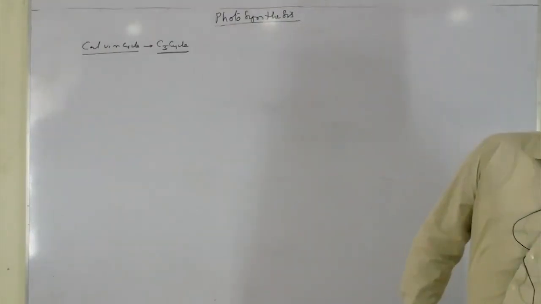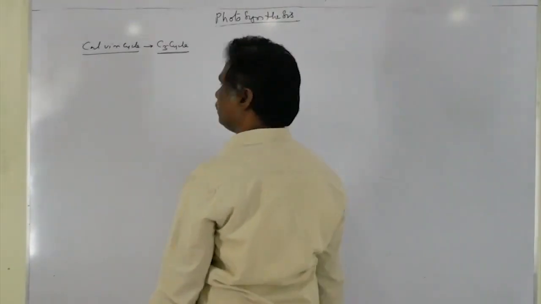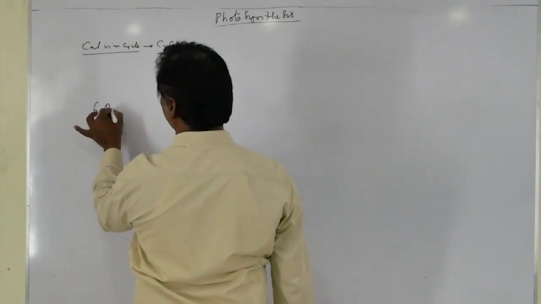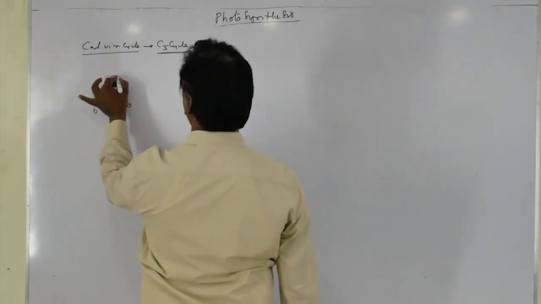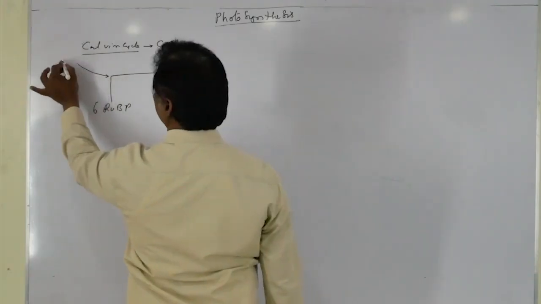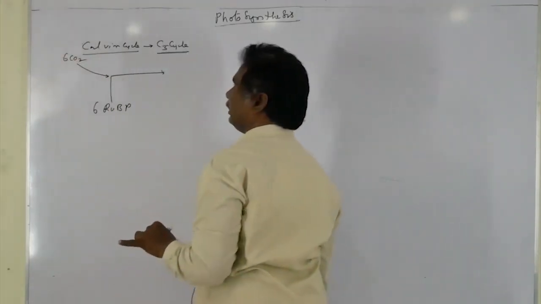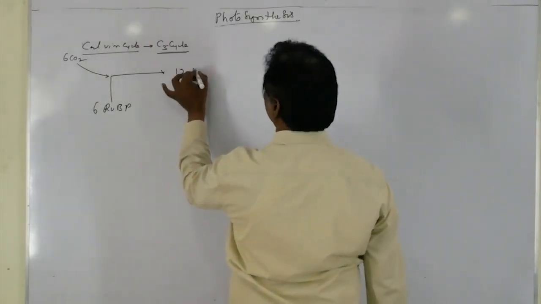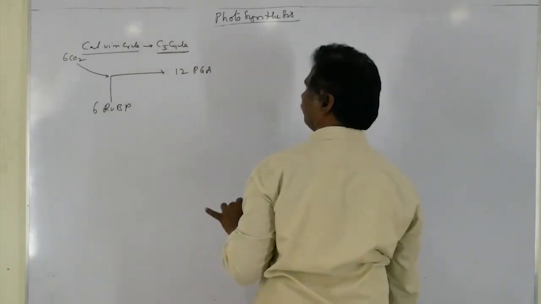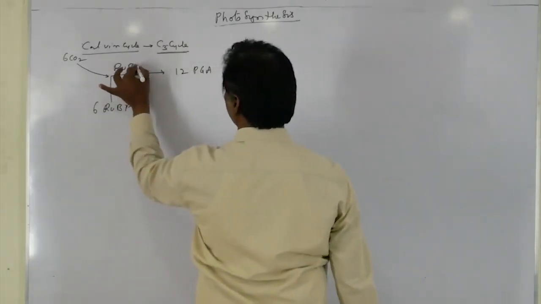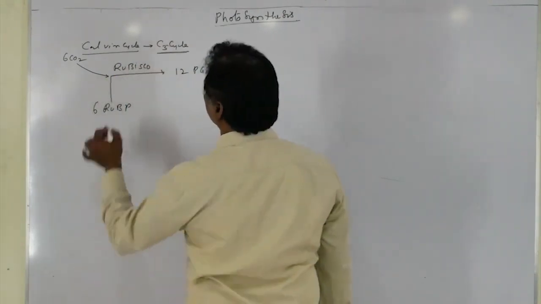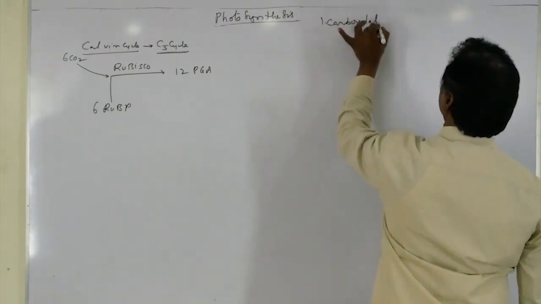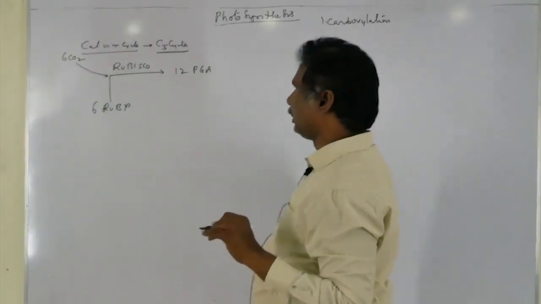For our convenience, we can go through the flow chart with 6 molecules. So 6 molecules of RuBP will combine with 6 molecules of CO2. 6 molecules of CO2 will form 12 molecules of phosphoglyceric acid in the presence of the enzyme Rubisco. This reaction is called carboxylation. This is the first step in the Calvin cycle.